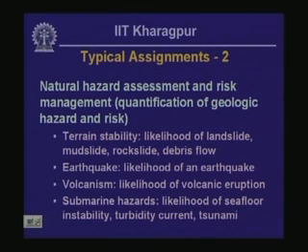To give you a few examples, engineering geologists sometimes have the responsibility of dealing with the hazard arising as a result of terrain stability. By terrain stability what we mean is that landslide, mudslide, rock slide, debris flow, all these events are actually lumped together in this subtopic. So engineering geologists need to identify the terrain stability related hazards, and they need to quantify those hazards.